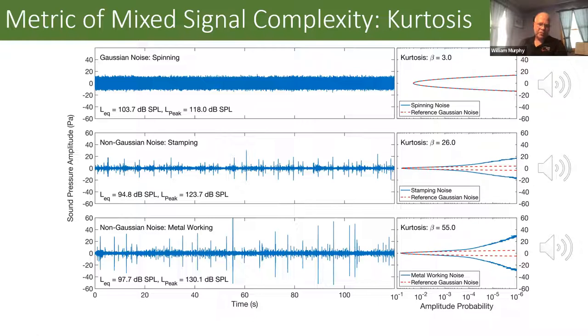This is a stamping factory. And you can see where the red line now is separated from the blue line. We'll go ahead and let that one play now too.